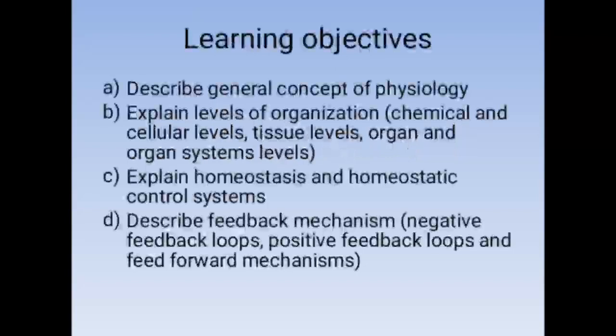So today we are supposed to cover the following learning objectives, starting with the first, which will require us to describe the general concept of physiology. The second will require us to explain the levels of organization, that is the chemical level, cellular level, tissue level, organ and organ system level. The third will require us to explain homeostasis and the homeostatic control systems. And the last will require us to describe the feedback mechanisms, that is the negative feedback loops, positive feedback loops, together with the feed-forward mechanism.